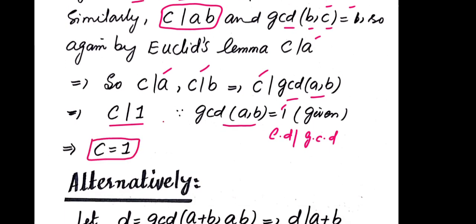C divides 1 and C must be less than or equal to 1 here. So which number satisfies these two conditions? A positive integer that is less than or equal to 1 and must divide 1. There is only one positive integer, that is C is equal to 1.